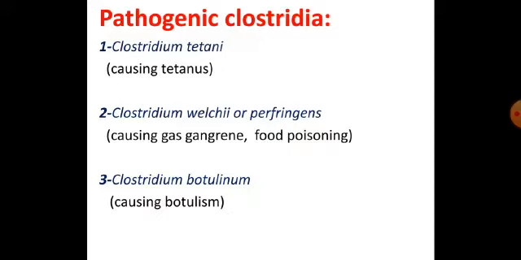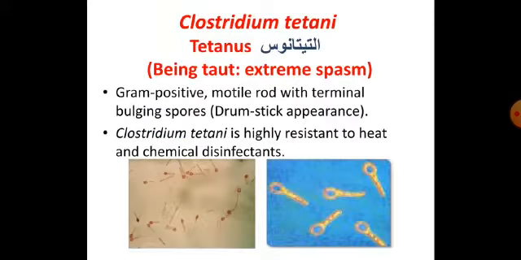The most pathogenic Clostridia we will study are, first, Clostridium tetani, causing tetanus; Clostridium welchii, or Clostridium perfringens, causing gas gangrene and food poisoning; and Clostridium botulinum, causing botulism. Clostridium tetani, causing tetanus. Tetanus means being taut, extreme spasm, which is a good expression for the disease.